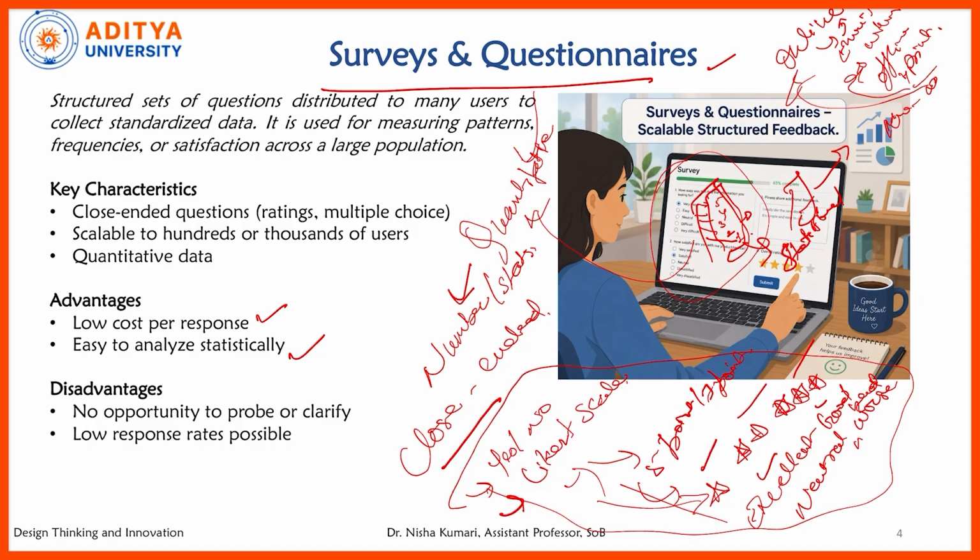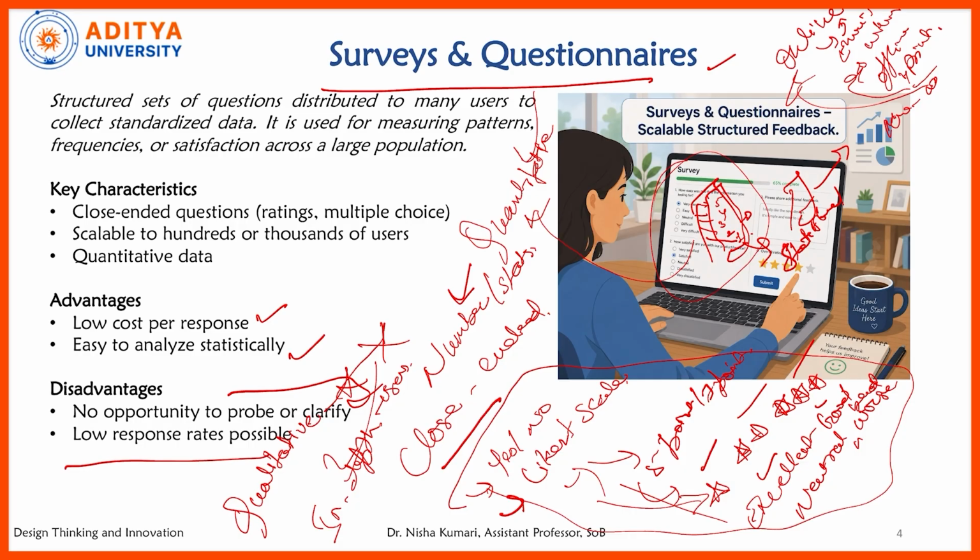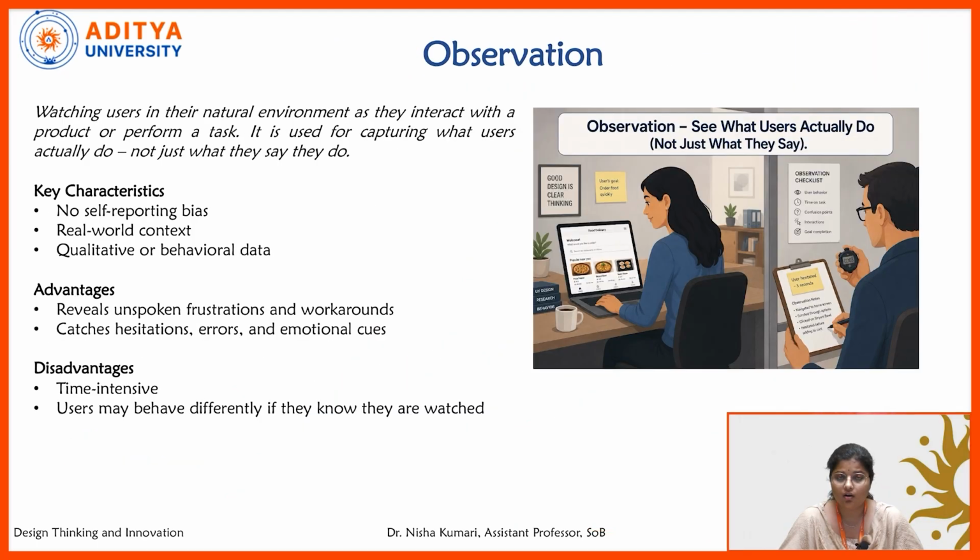But because of this, we have some disadvantages, and the prime disadvantage is that we are not able to get the qualitative data. Because of this, we are not able to understand in depth what the users are really feeling. We are just getting the statistical number of how the experience users had, and there is a possibly low response rate. Now, coming to the third method, which is observation.